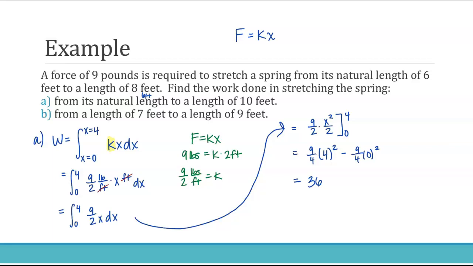So our options are joules, which are newton-meters, or foot-pounds. And this problem was set up perfectly because it had feet as the distance and pounds as the force. So we have 36 foot-pounds as our answer to part A.